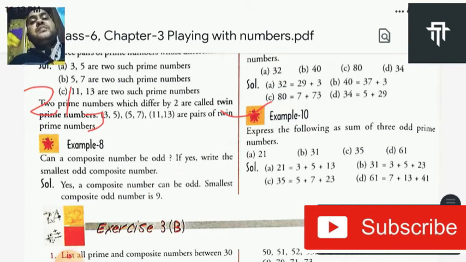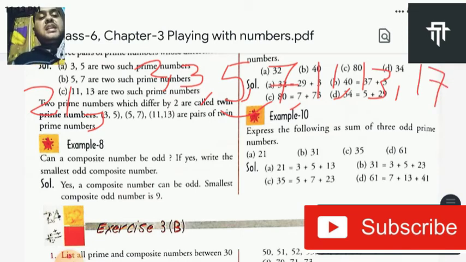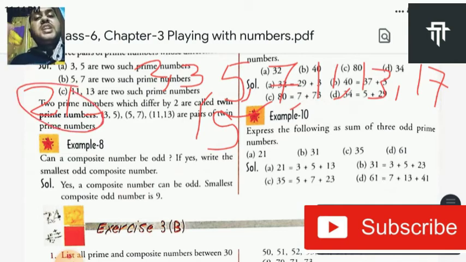First of all, find all the prime numbers which are less than 21. They are 2, 3, 5, 7, 11, 13, then 14, 15 not prime, 16 no, then 17, then 18, 19, and then 21. So 21 is not a prime. So all the prime numbers less than 21 are 2, 3, 5, 7, 11, 13, 17 and 19. We have to write 21 as the addition of three different prime numbers.